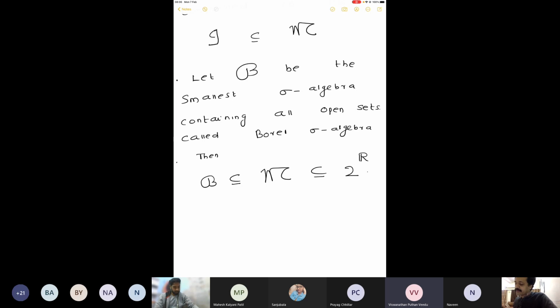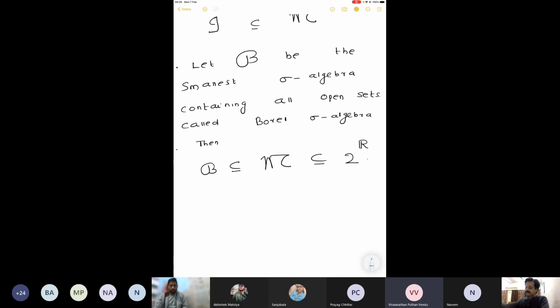And how does it follow that B is contained in M? B is the smallest one, that's why. B is the smallest sigma algebra containing open intervals or open sets, whereas M is known to be a sigma algebra containing all open intervals. Therefore, definitely the smallest one will be contained in the other sigma algebra.